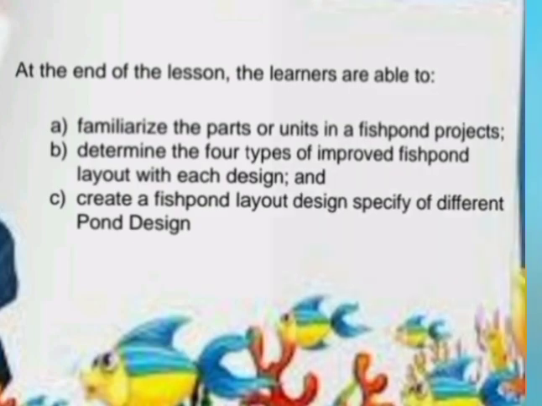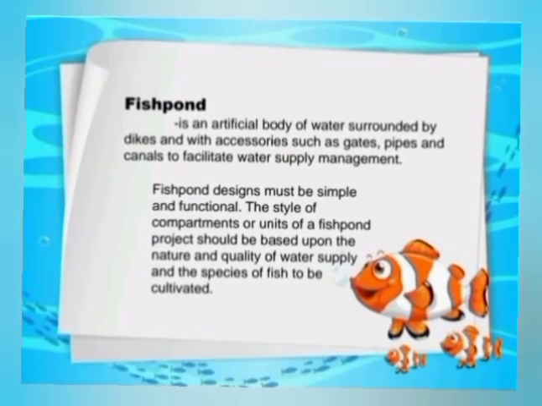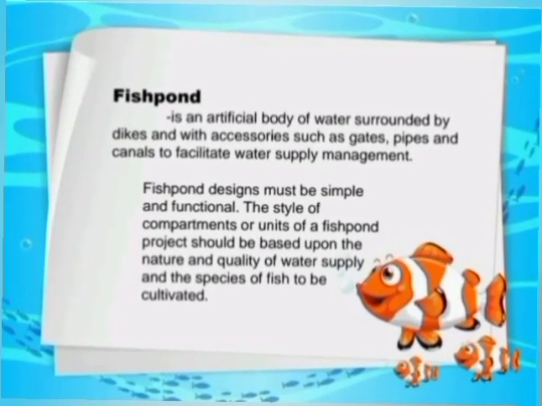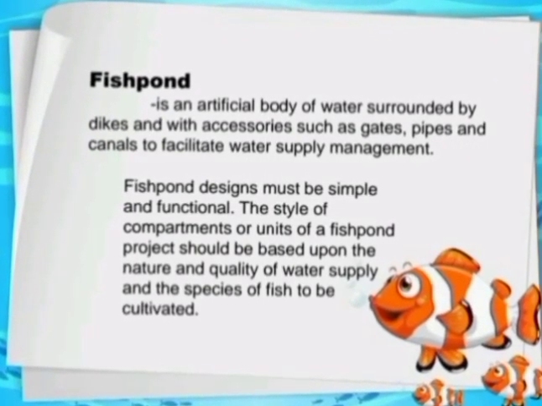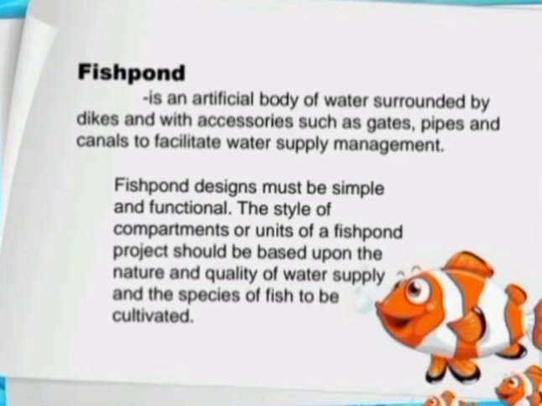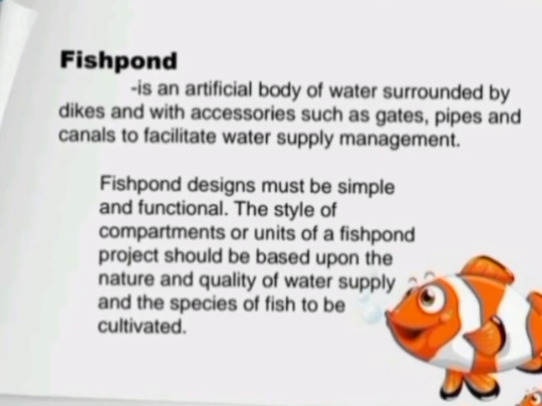I know that you are all familiar with the word fish pond. So, a fish pond is an artificial body of water surrounded by dikes and with accessories such as gates, pipes, and canals to facilitate water supply management. Its design must be simple and functional. The style of compartments or units of a fish pond should be based upon the nature and quality of water supply and the species of fish to be cultivated.